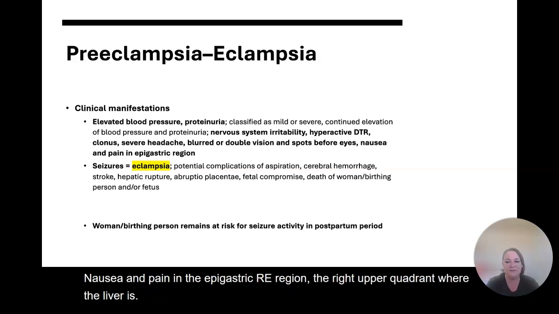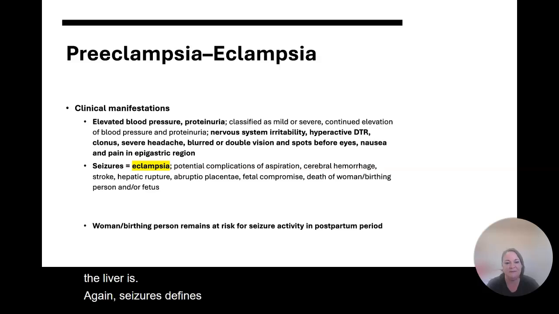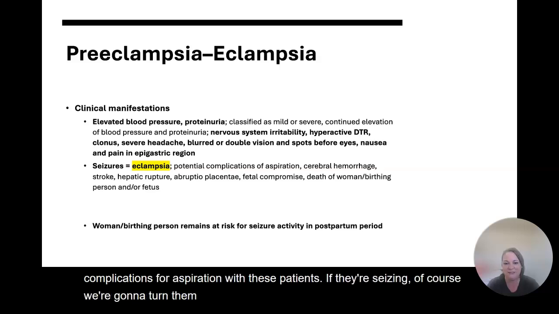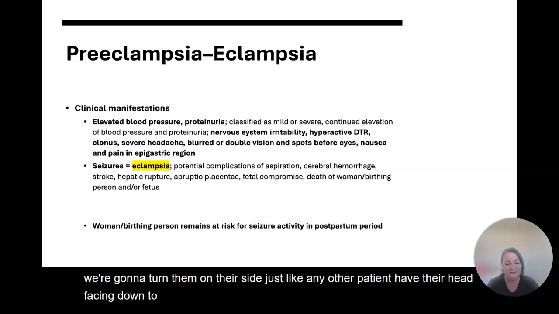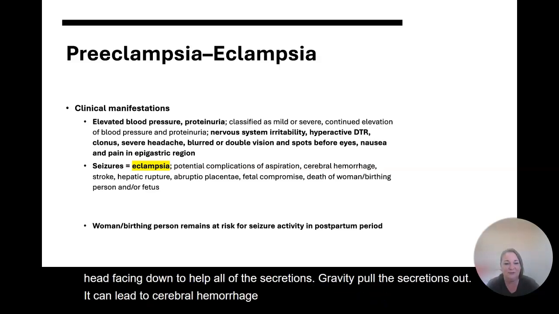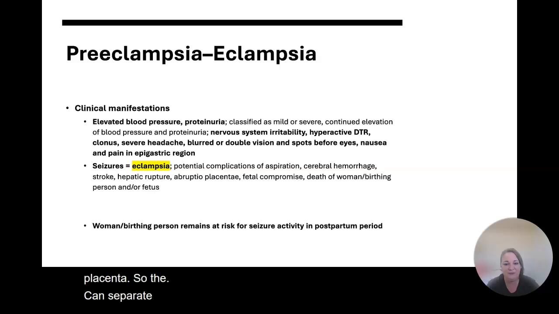Again, seizures define eclampsia. With seizures, we have potential complications for aspiration. With these patients, if they're seizing, of course, we're going to turn them on their side just like any other patient. Have their head facing down to help all of the secretions, gravity pull the secretions out. It can lead to cerebral hemorrhage, stroke, hepatic rupture, abruptio placenta, so the placenta can separate from the uterine wall, which can make the baby and the mama bleed out.